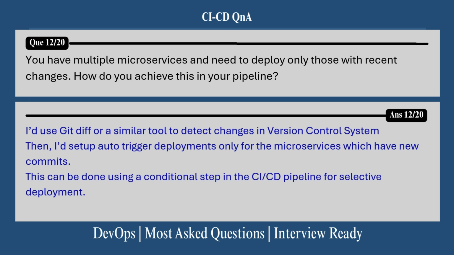Moving on with our next question. You have multiple microservices and need to deploy only those with recent changes. How do you achieve this in your pipeline? Here's how you can answer. I would use git diff or a similar tool to detect changes in the version control system. Then I would set up auto-trigger deployments only for microservices which have new commits. This can be done using a conditional step in the CI/CD pipeline for selective deployment.